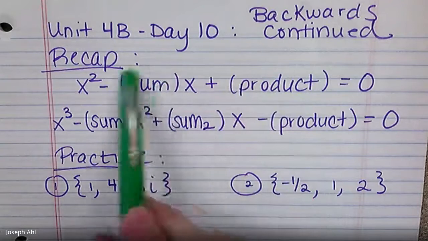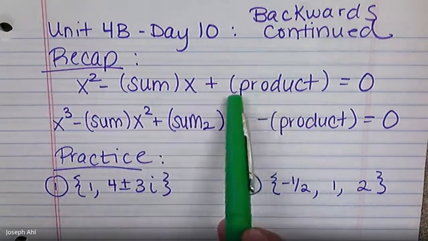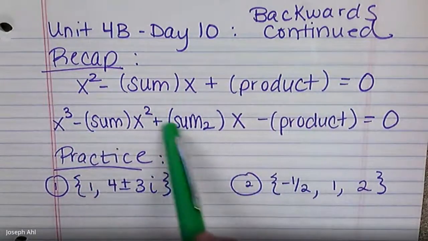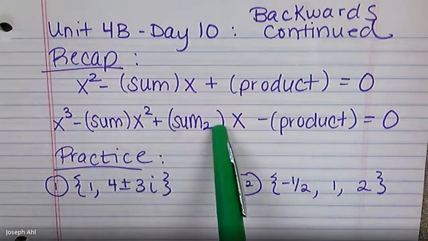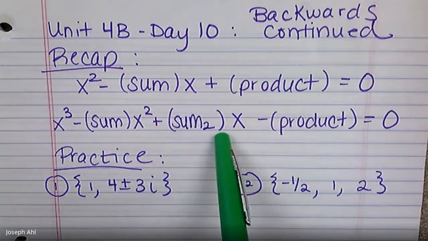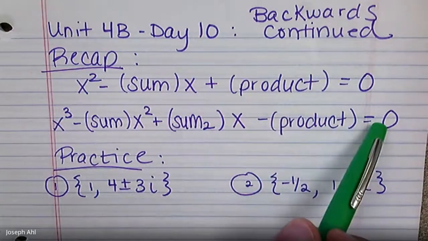So for quadratics, we just need the sum of the roots and the product of the roots. So we know that we change the sign of the sum, keep the sign of the product. For cubic polynomials, we have this extra term that's involved here. So it's change the sum, keep the sum two at a time, which is the sum of the products two at a time. And then we change the sign of the product, and that's what goes at the end of the equation.